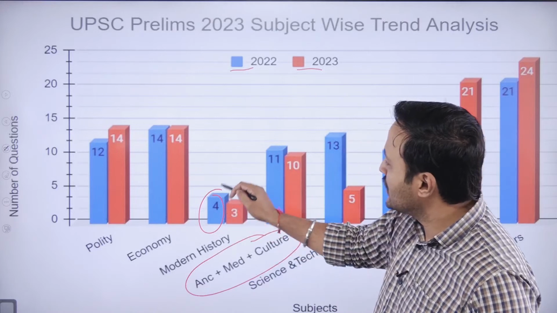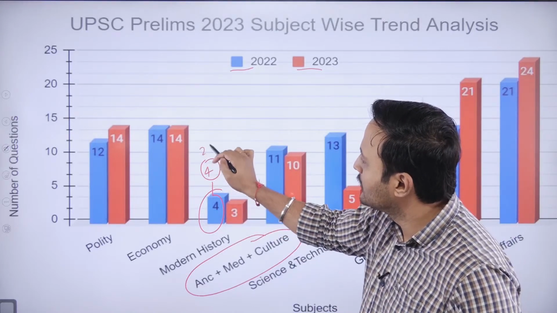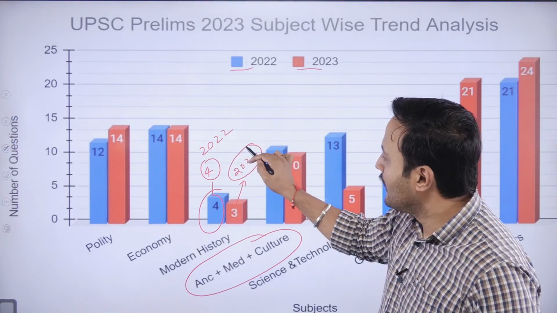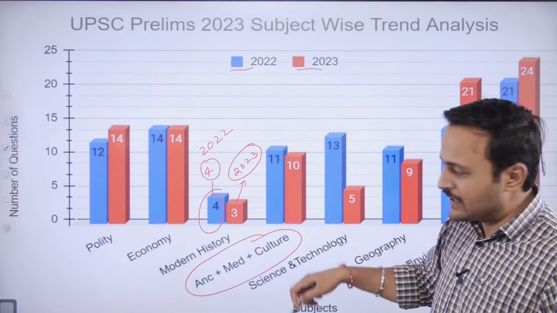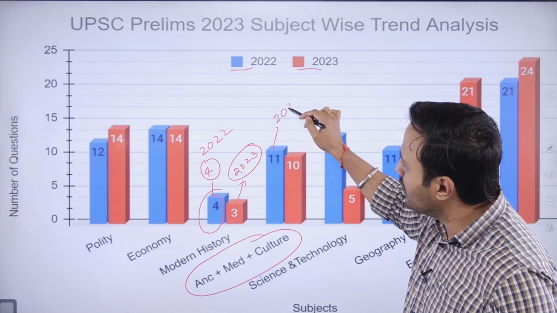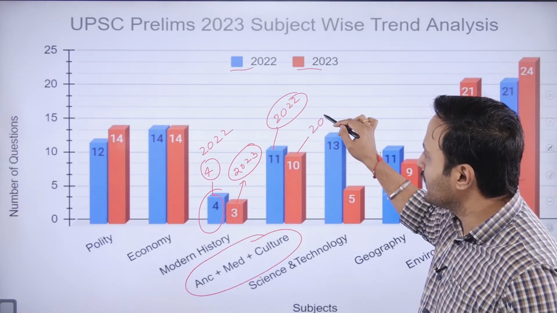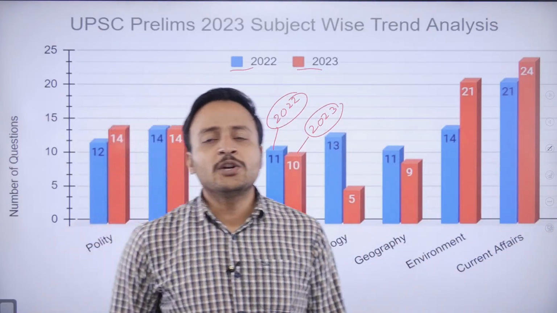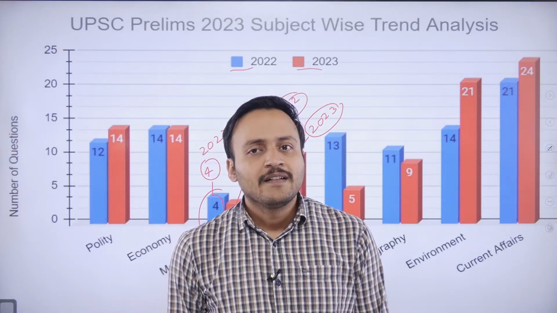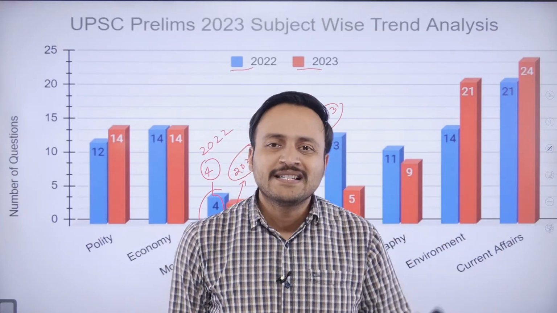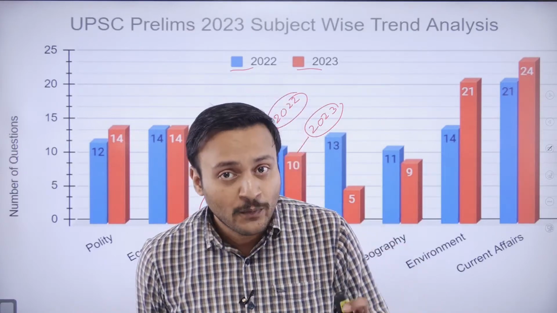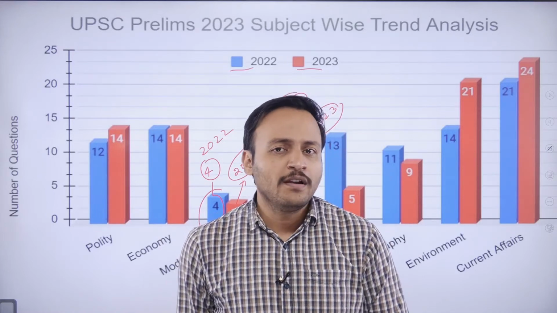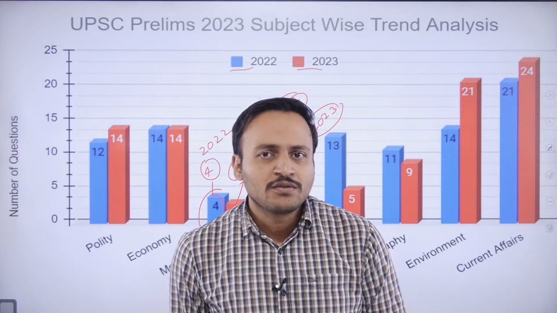But at present, you are able to see that modern history is giving you just 4 questions in 2022 and 3 questions in 2023. Whereas ancient, medieval and culture is giving you 11 questions in 2022 and 10 questions in 2023. Not only that, this portion is also equally helpful when you are considering the essay part, and the questions related to society. So we can say that this is going to be a very fruitful and great addition to your learning.